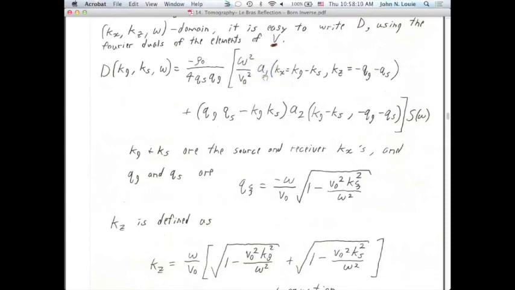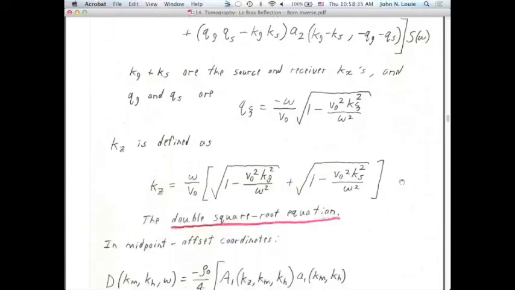A1 depends on delta k over k, and a2 is delta rho over rho, and so that's located at k sub g minus k sub s, and also minus q sub g minus q sub s, and then all that gets multiplied by the Fourier transform of the source wavelet. Now, k sub g and k sub s are the source receiver lateral wave numbers. Okay, k sub x's. Okay, what are q sub g and q sub s?